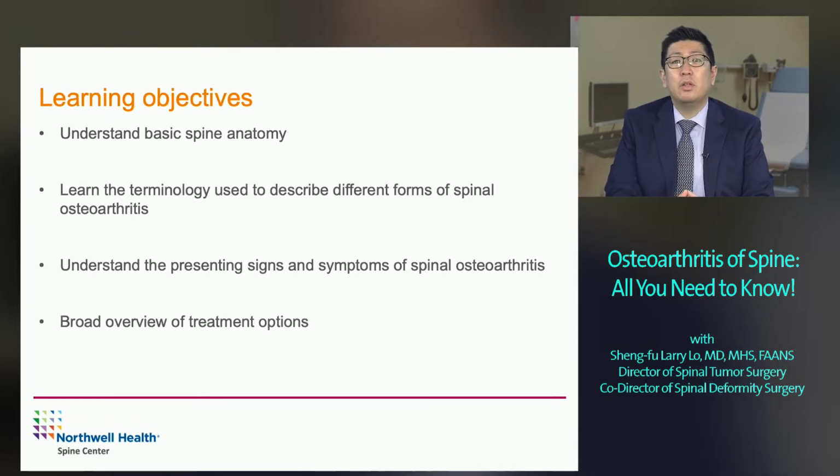In terms of the learning objectives of today's lecture, basically, spinal osteoarthritis tends to be a quite generic term that refers to a lot of different pathologies. So I'll go over the more commonly heard terms and describe what they actually mean and what the clinical implications are. We'll start off by talking about some basic spine anatomy so that we're all on the same page with regards to different parts of the spine.